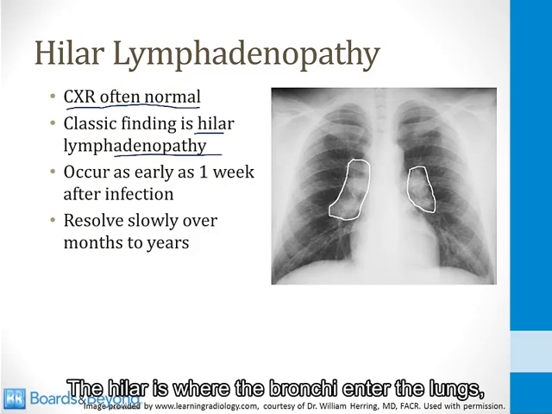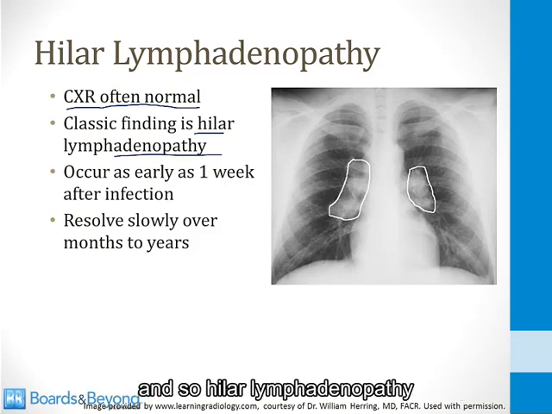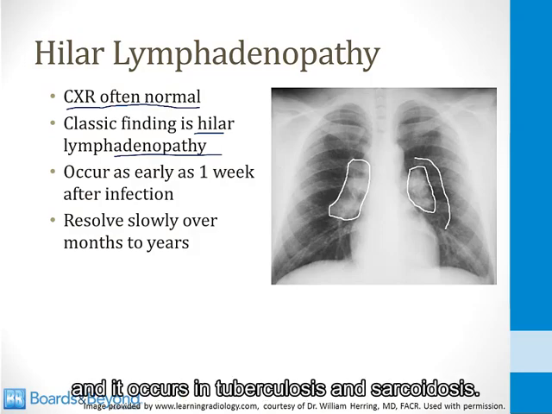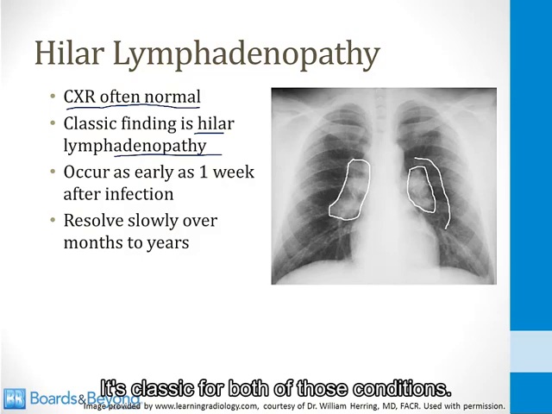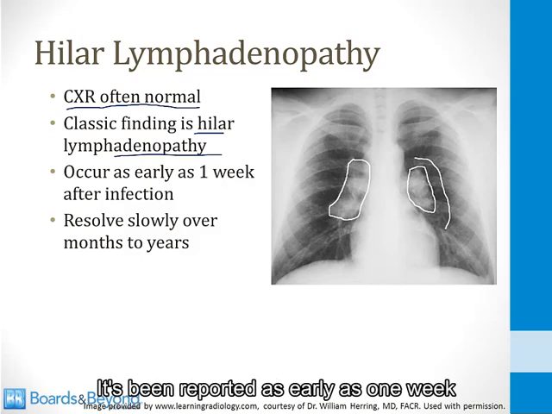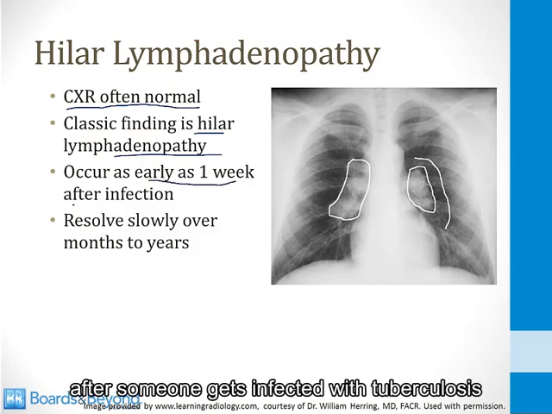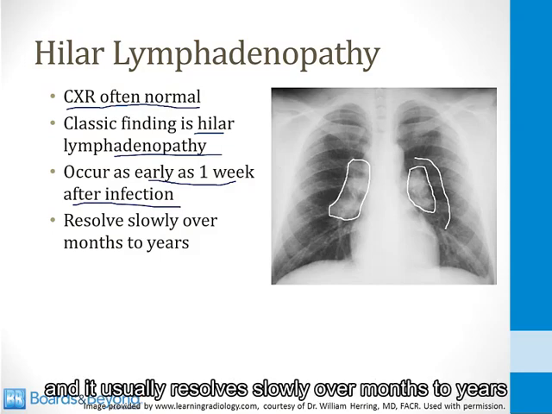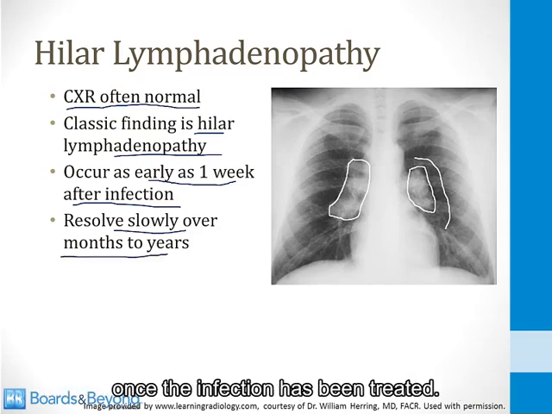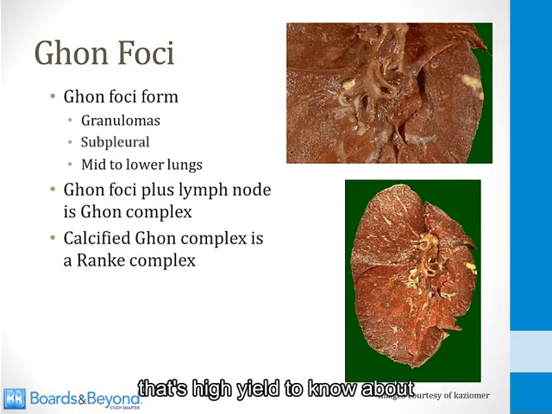The hilum is where the bronchi enter the lungs. And so hilar lymphadenopathy is lymphadenopathy in this area, and it occurs in tuberculosis and sarcoidosis. It's classic for both of those conditions. It's been reported as early as 1 week after someone gets infected with tuberculosis, and it usually resolves slowly over months to years once the infection's been treated. Another feature of tuberculosis infection that's high yield to know about is something called a Ghon focus.